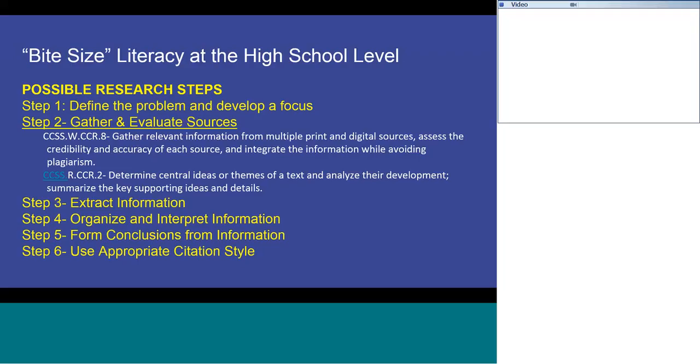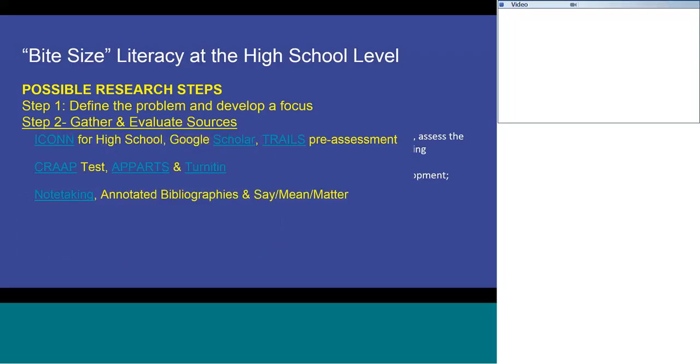And then the second one there, determine central ideas or themes of a text and analyze their development while summarizing the key supporting ideas and details. I mean, there's a lot of skill involved there, and that's only one tiny part of the entire research process. And we haven't even put that into taking action with it.